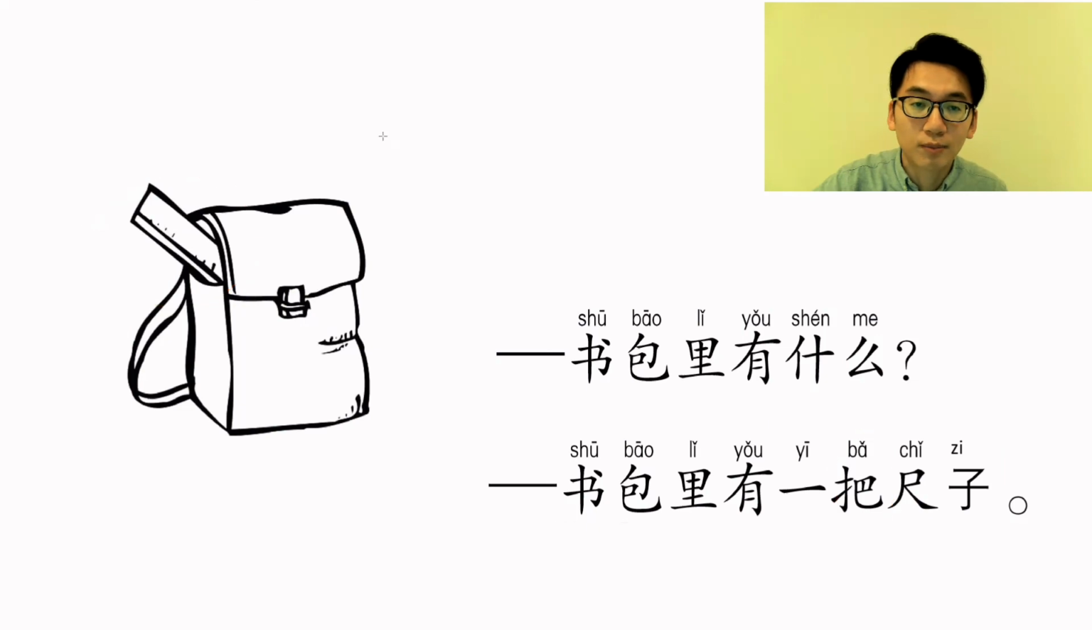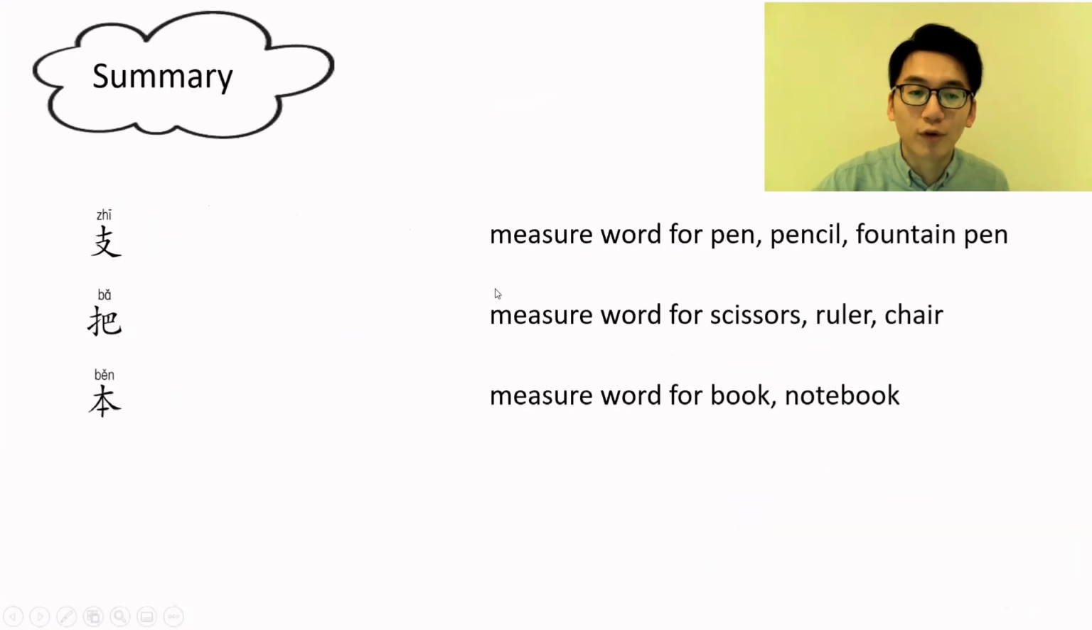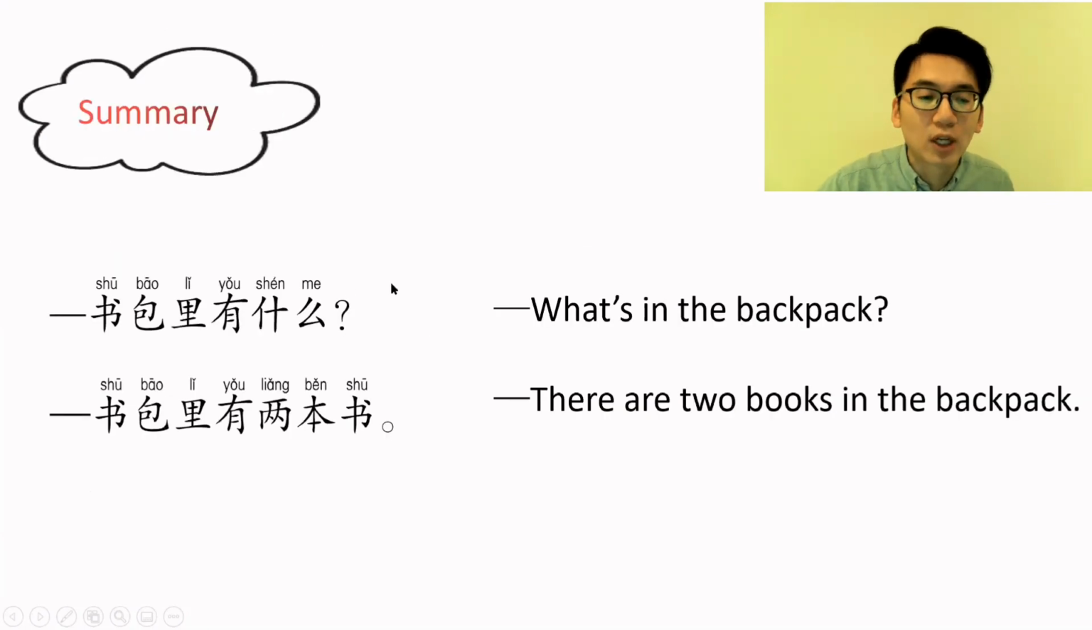Alright, let's look at the next one. In this lesson, we've learned the measure word for pens, pencils, and fountain pens, which is 支, and we've learned 把。把 is the measure word for scissors, rulers, or chairs. And 本 is the measure word for books or notebooks. And we've learned a question. 书包里有什么? Which means what's in the backpack. And we can answer this question with 书包里有两本书, which means there are 2 books in the backpack.